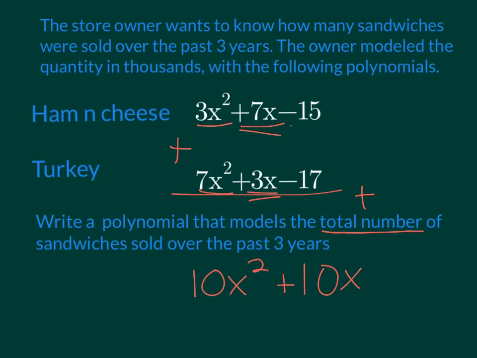And same thing here. Negative 15 and negative 17 are also like terms. Now be careful. Negative 15 plus a negative 17. We're making a bigger negative here, guys. It's going to be a bigger negative. 15 and 17 is 32. All right, so there's our polynomial that represents the total number of sandwiches over the last 3 years.